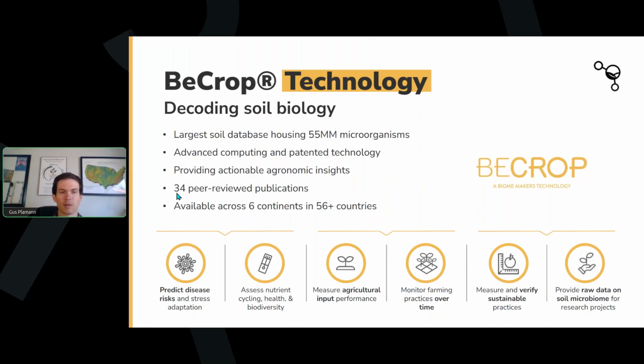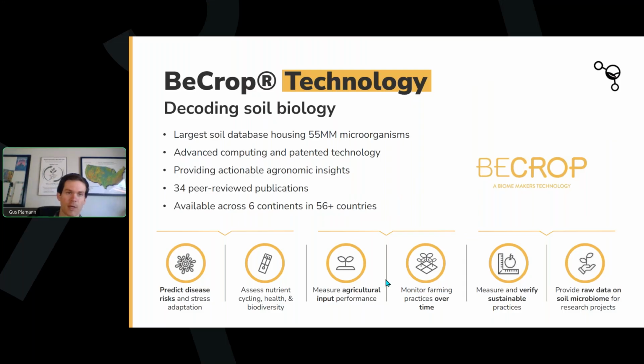BeCrop technology has been used in over 30 peer-reviewed publications and is available across 6 continents and over 56 countries. Again, BeCrop technology is really honed in on the agronomy side of soil, which I think is really one of the angles of which the name BeCrop came from, looking at soil biology from the perspective of the crop. So some of those areas that BeCrop supports with is predicting disease risk and crop stress tolerance or stress adaptation, informing nutrient cycling, health and biodiversity.